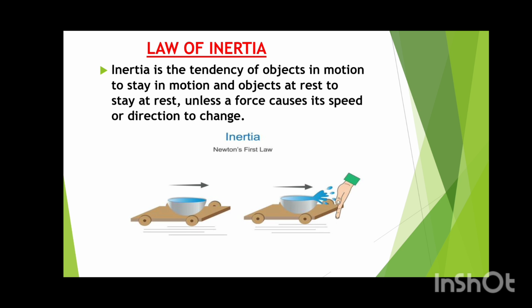Okay. In this experiment we learned that when the trolley is moving, the water in the bowl is also moving in the direction of the trolley. When the trolley hits the hand, the water in the bowl comes out. That means the water wanted to keep moving in that direction. That is the example for inertia of motion.